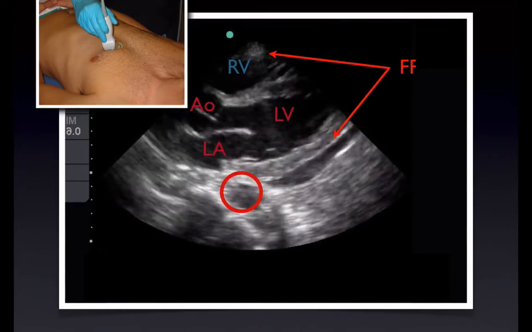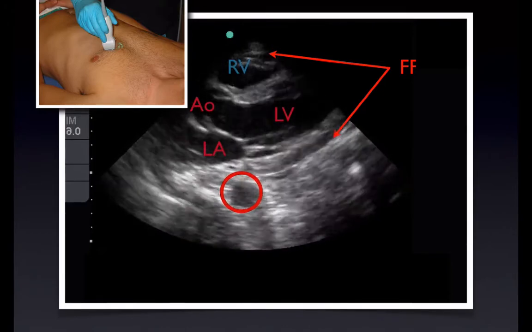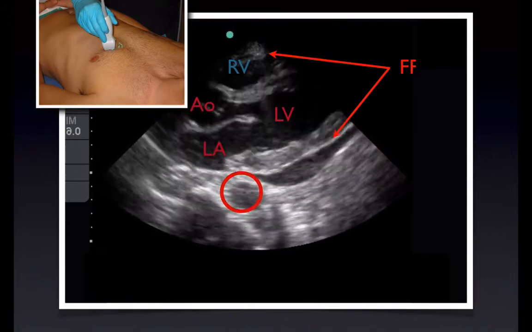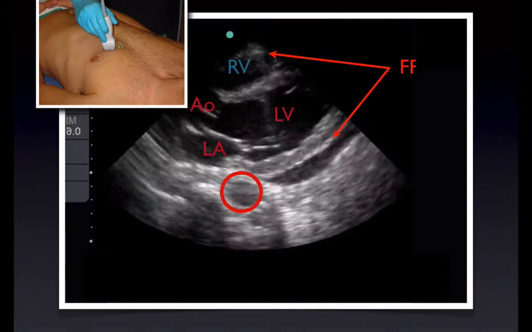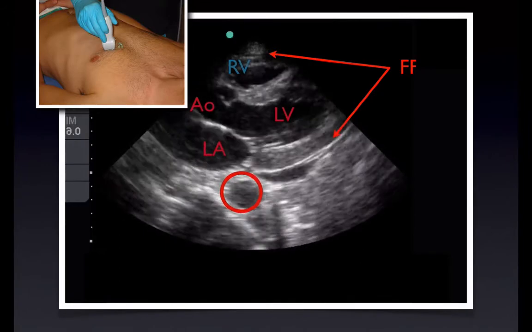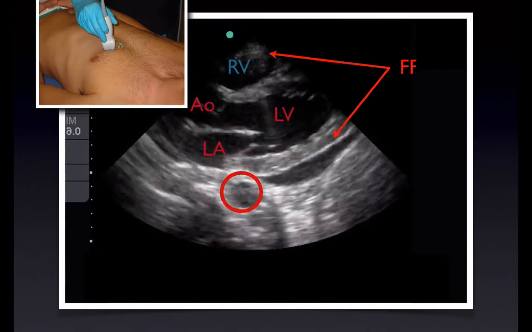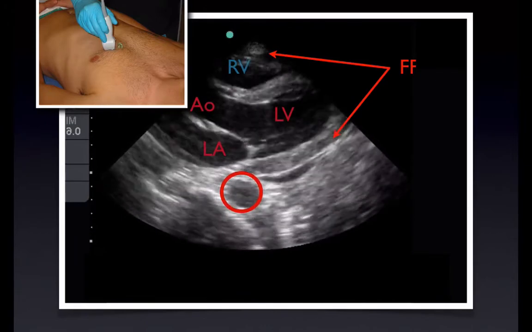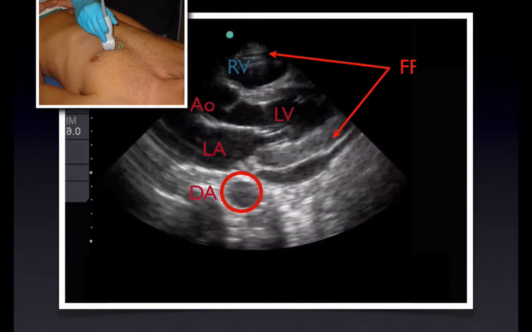We use that landmark because if we do see free fluid above the descending aorta, we can definitely say that it's pericardial in origin. If it's below the descending aorta, then it's a pleural effusion. I've seen patients with both pleural and pericardial, but just use that as a landmark. Okay, that's your descending aorta.